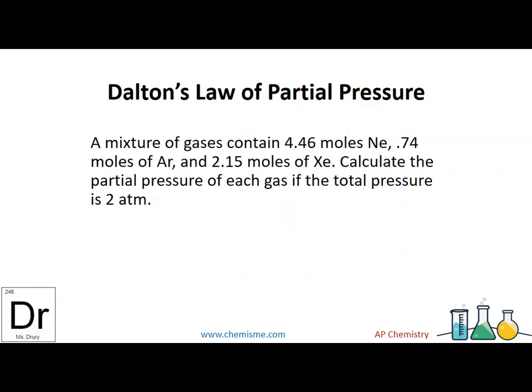So let's see the example. A mixture of gases has 4.46 moles of neon, 0.74 moles of argon, 2.15 moles of xenon. Calculate the partial pressure of each gas if the total pressure is 2 atmospheres.